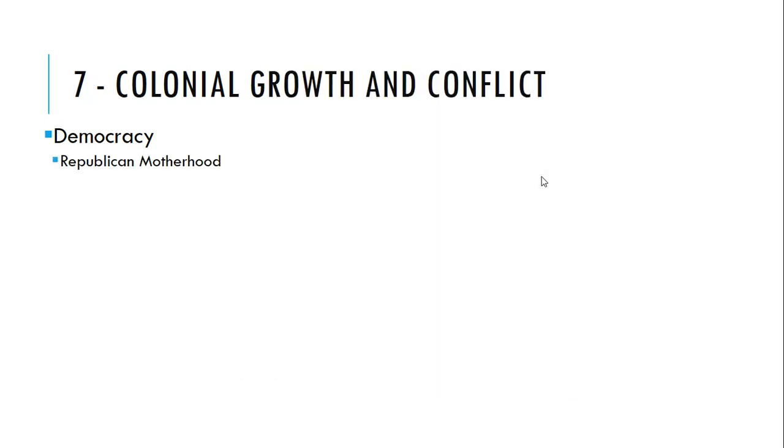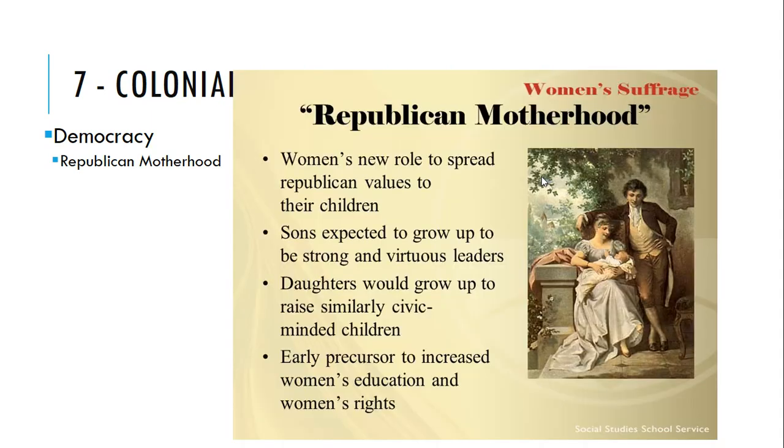Because of this vast array of small farmers who could vote, we get the idea of Republican motherhood. Republican motherhood is the idea that women need to be educated so they can educate their sons and daughters. Their sons need to be educated so when they grow up, they can vote intelligently. And their daughters need to grow up so if they have sons later, they can educate them. It's not a huge step forward in women's rights. I mean, it is, and it isn't. Like most of these developments pushing for more people to have rights, it is a step forward, but a slow step forward.